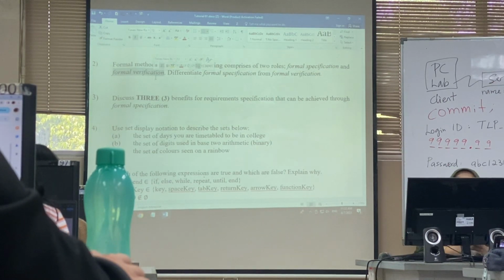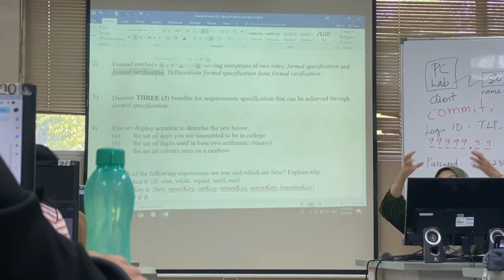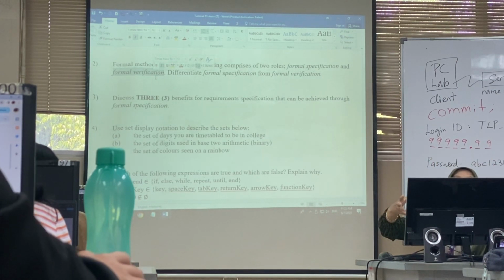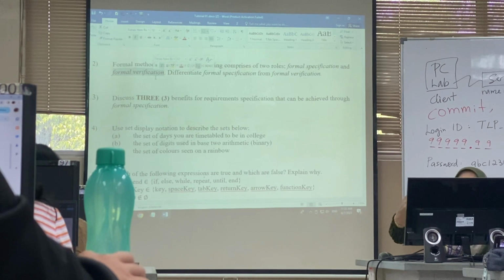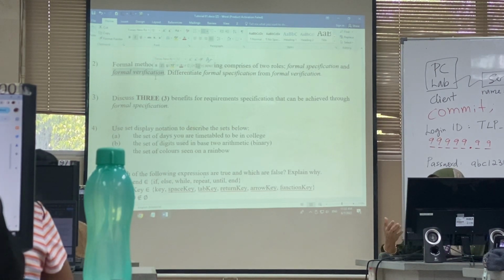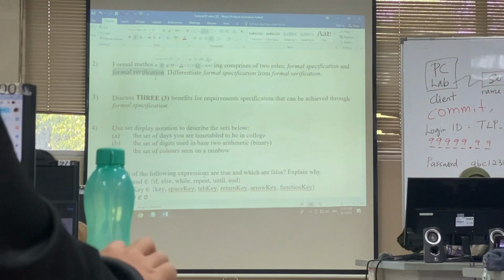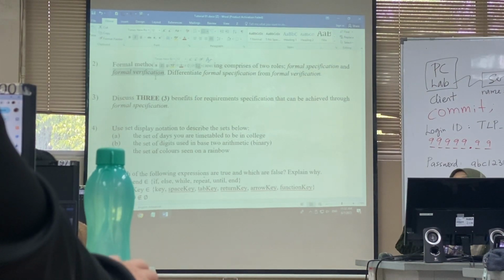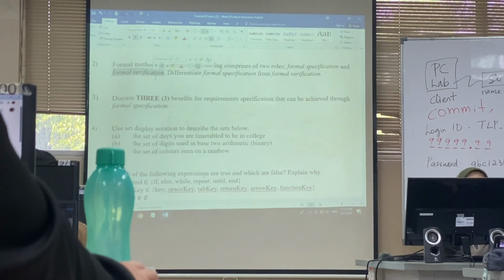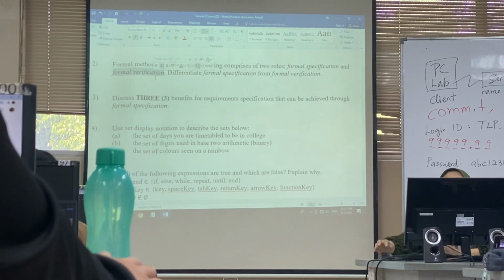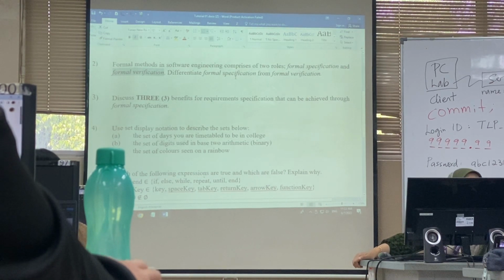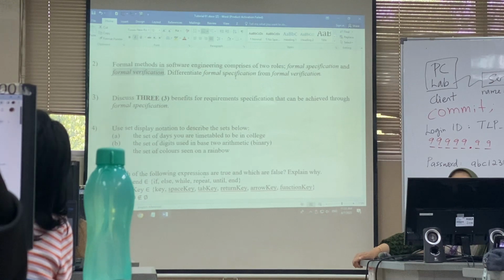So formal specification is where you look at the requirements and then produce, using formal methods, a specification of these requirements. So you specify the requirements in formal methods. That is what we mean by formal specification. If you differentiate between these two, one is the meaning, and another is where you find this formal method.